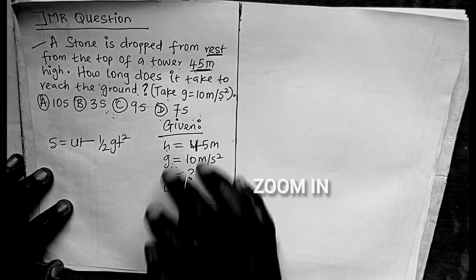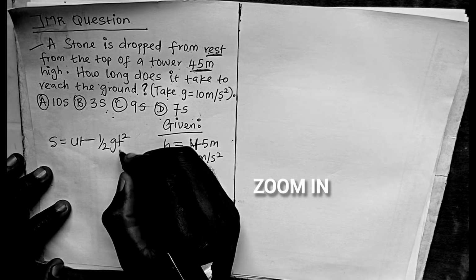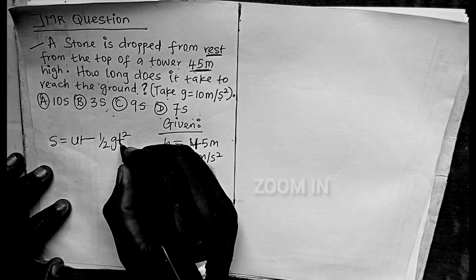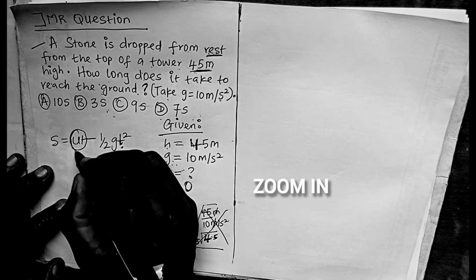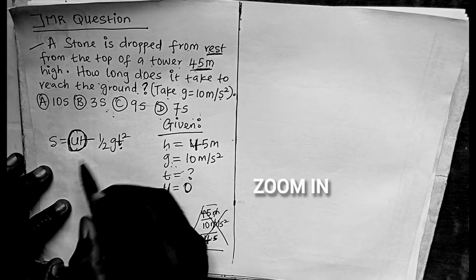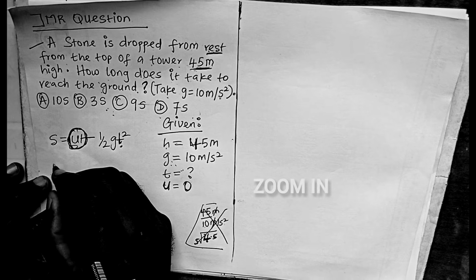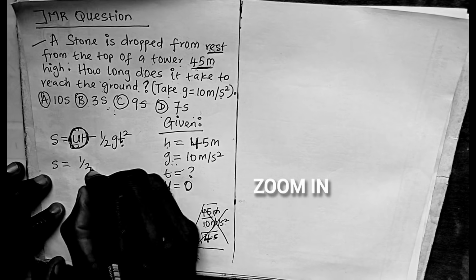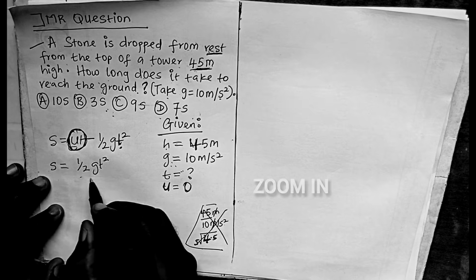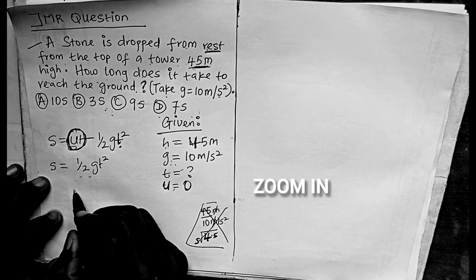First of all, we have to rewrite this formula before we solve. Since we are looking for time and we already have t squared here, initial velocity is 0, so we just remove the ut term. So S is equal to 1 over 2 gt squared. This is the formula we have derived, and we are going to substitute and get our answer.